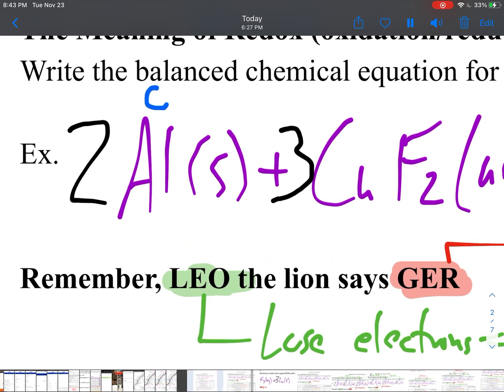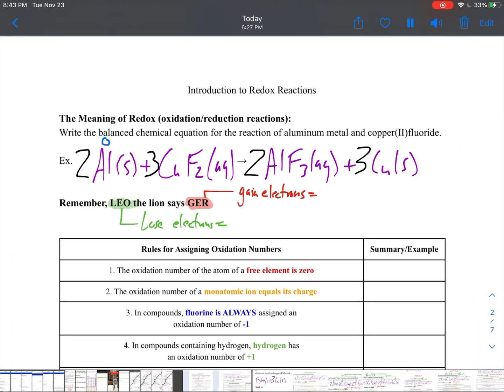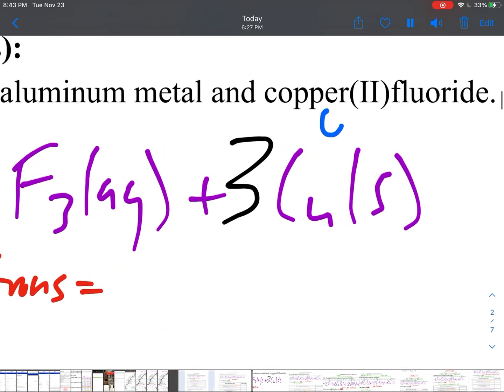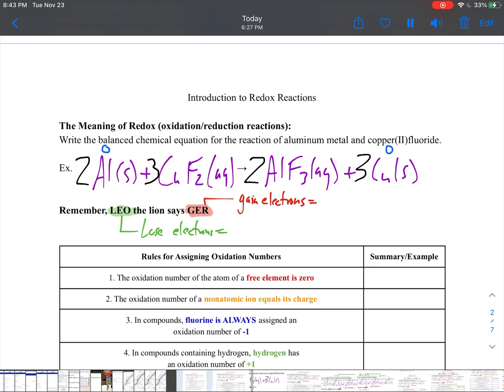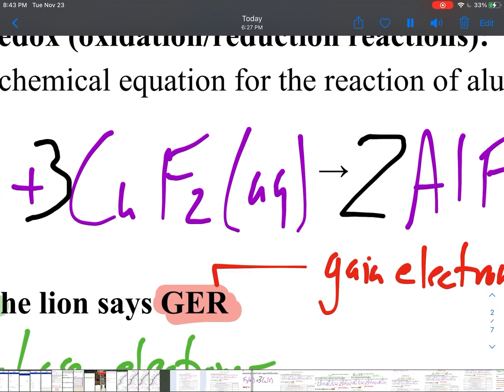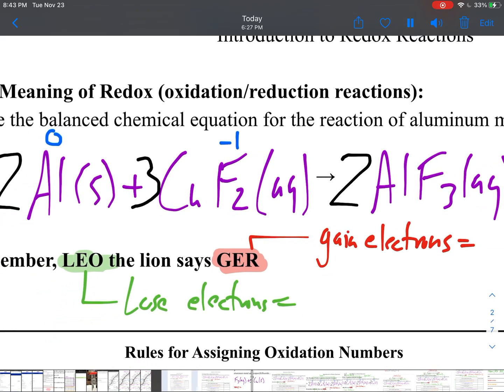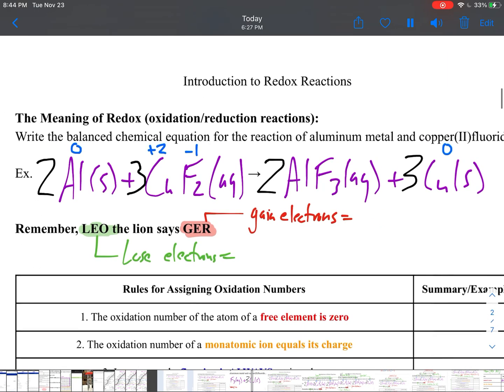First, let's assign 0 to aluminum because aluminum is in its elemental state and it's not a charged particle, so we're going to say it's 0. Same thing with copper over here. We're going to give it a 0 oxidation number. All right, next, let's assign oxidation numbers to these salts. Now we have fluorine and copper. We know that fluorine has a -1 charge as an ion, so it's going to have a -1 oxidation number. Copper, which has a 2+ charge, is going to have a +2 oxidation number.